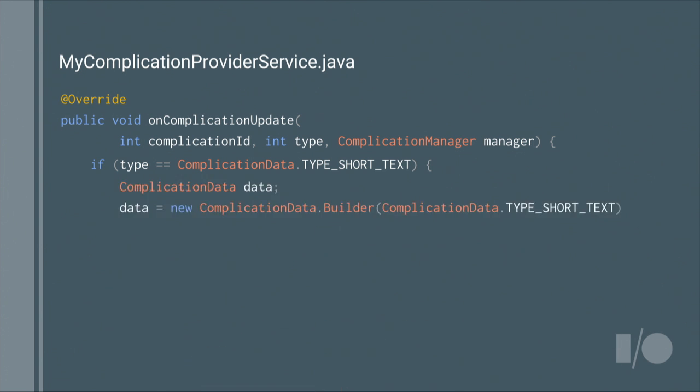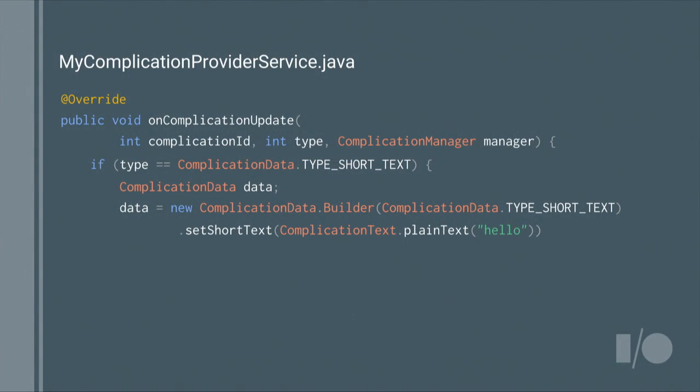So the first thing now is we start building a complication data object of that type, short text. And now we're setting the short text field, which is the required field for this type, and we're just setting it to a simple string, hello. You'll notice that it's wrapped here in a complication text object. All of the set methods for text in complication data take one of these complication text objects. It can just be a wrapper for a simple string or char sequence. It can also be used for other things, and we'll talk about that a bit later.